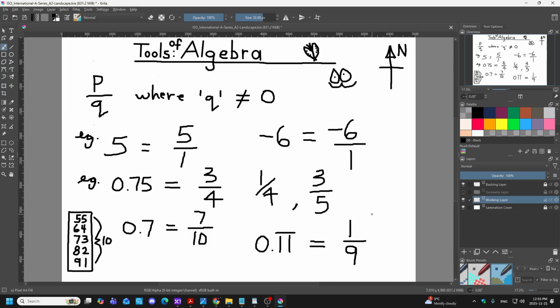We'll talk about the other one. It's called irrational numbers, but don't worry about that right now, guys and gals. That's down the road sometime in the future.